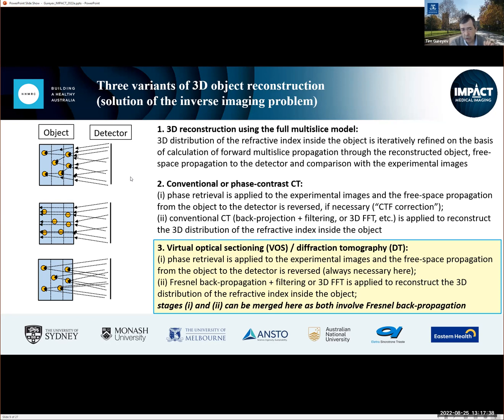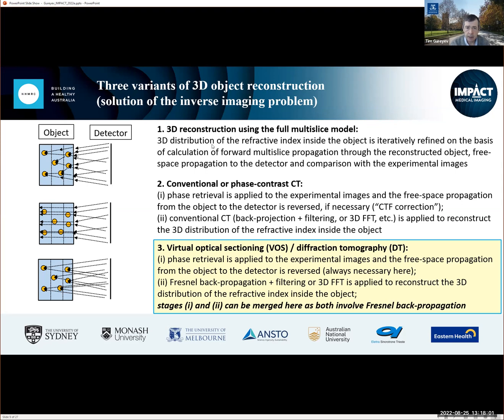By the way, to simplify the description, I'm currently ignoring the fact that the object is rotated during the scan. So I'm just considering a single image for simplicity, but please keep in mind that in principle, this whole process needs to be repeated for every rotational position of the object and for every transmitted image.